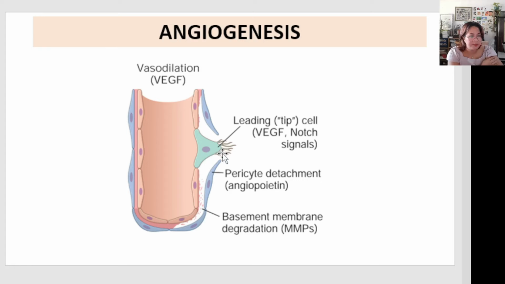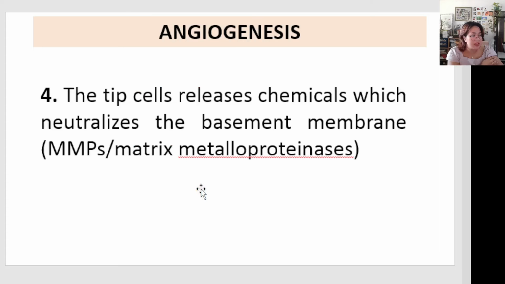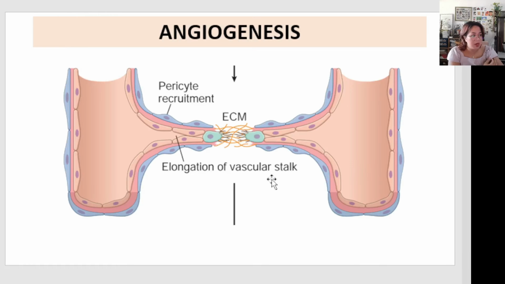So, in the fourth step, the tip cells release chemicals which neutralize the basement membrane, which are the MMPs or matrix metalloproteinases, which results in the formation of vascular sprout. So, the cells behind the tip cells are called stalk cells or vascular stalk. So, we can see over here that the vascular stalks are elongated.